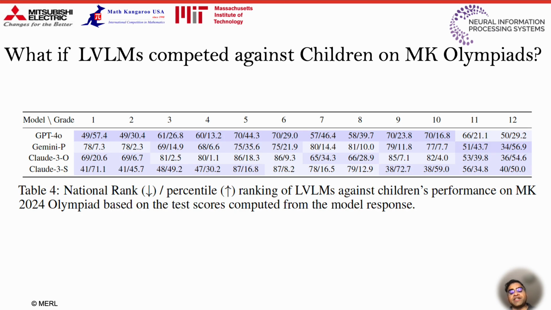Using the human comparative data that we have from Mathematical Kangaroo, we compare the national rank and percentile of the LVLMs for MK Olympiad 2024. We see that current AI models are scoring very poorly compared to humans across grades, with their ranking in the 40s or higher for grades 1 and 2, and in the 30s for grade 12.